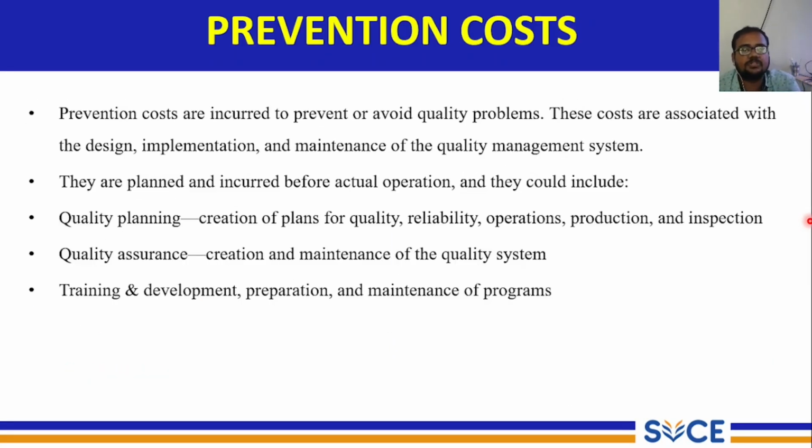Now we'll see what prevention cost is about. Prevention cost, as said earlier, is about the activities and processes which are done to prevent the product from becoming a failure. So it incurs the costs associated with the design, implementation, and maintenance of your QMS, which is quality management system. Under prevention costs, we have quality planning and quality assurance, where quality planning is the creation of plans for quality, reliability, and inspection, whereas quality assurance is about creation and maintenance of the quality system. Even the training and development which is done for the personnel involved comes under your prevention cost, because that is also adding up to the cost of making sure the product is not failing, right?